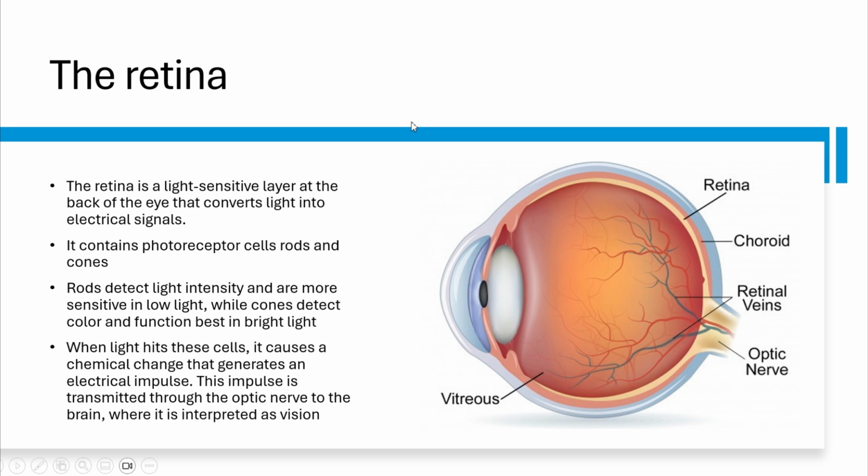The retina is a light-sensitive layer at the back of the eye that converts light into electrical signals. So this is the retina over here. It contains photoreceptor cells, rods and cones. Rods detect light intensity and are more sensitive in low light, while cones detect color and function best in bright light. When light hits these cells, it causes a chemical change that generates an electrical impulse. The impulse is transmitted through the optic nerve to the brain, where you interpret it as vision.